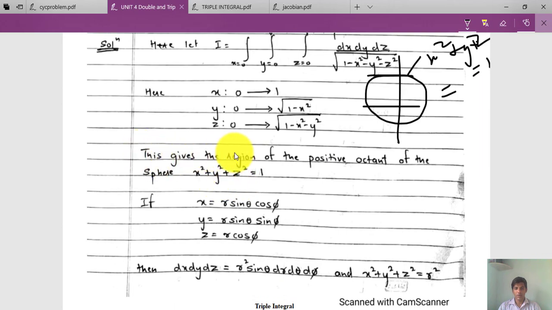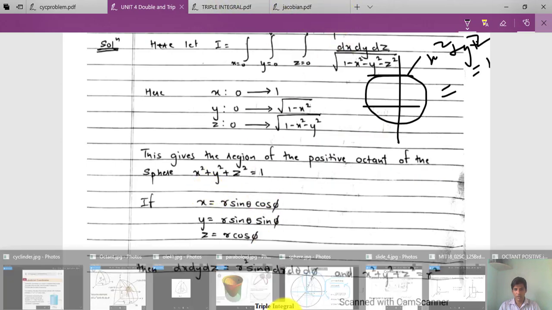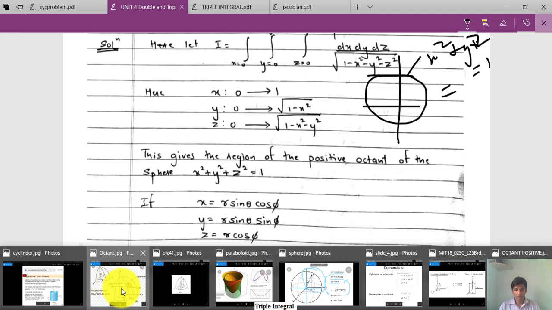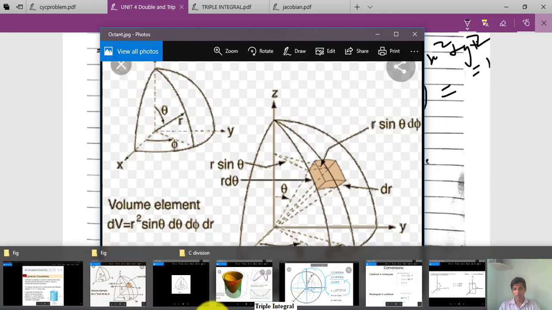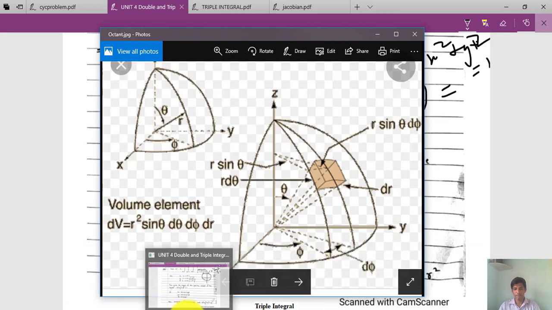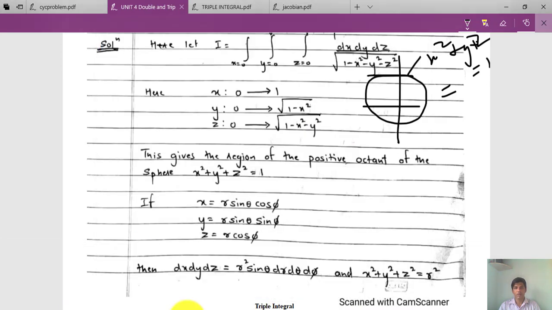Here, this gives the region of a positive octant. So this was a positive octant of the sphere. How many octants do you get? See, this is one of the octants. If you cut the given sphere vertically and horizontally, you get a total of 8 octants, right? And positive octants in the sense, where is it?